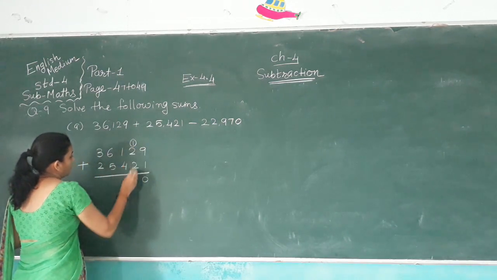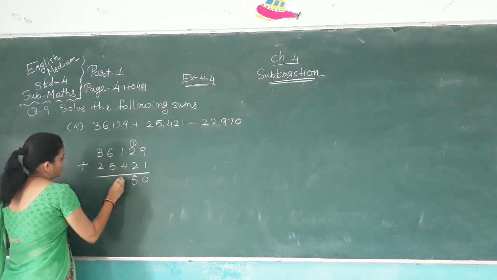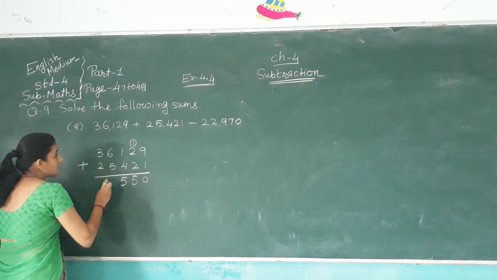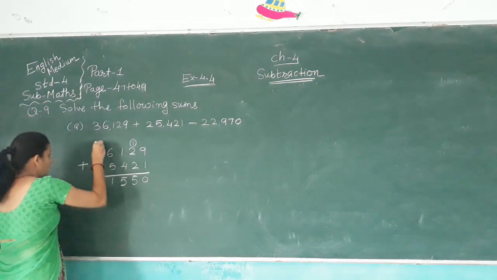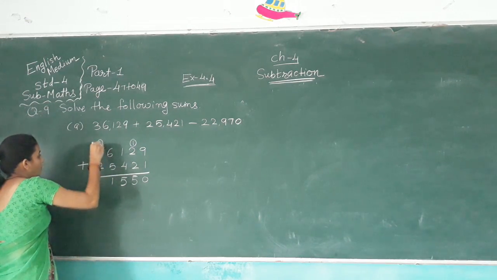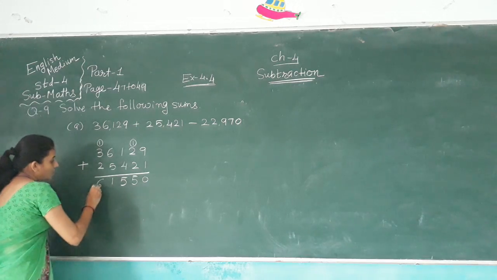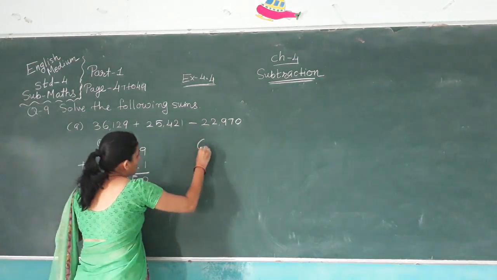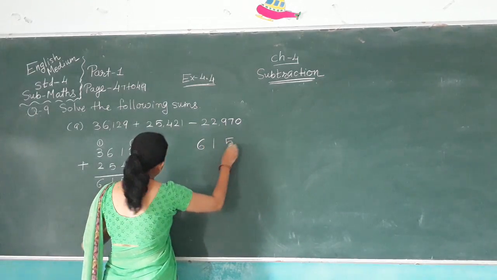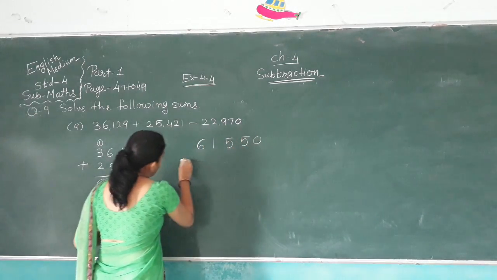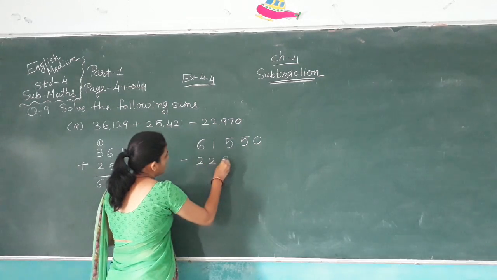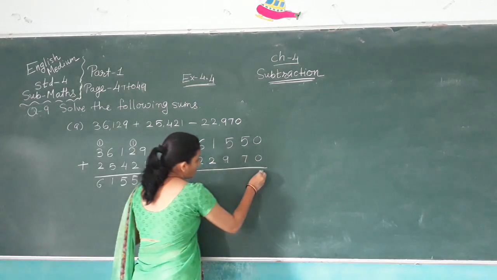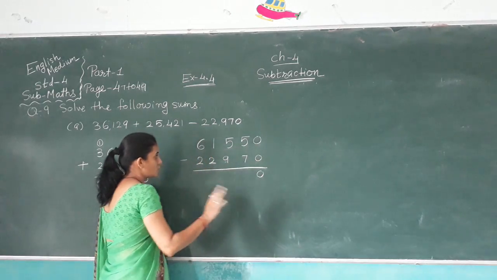2 plus 2, 4, plus 1, 5. 4 plus 1, 5. 6 plus 5, 11. 1 carry over. 3 plus 1, 4, 5 and 6. So we get the answer 61,550. Now 61,550 minus 22,970.